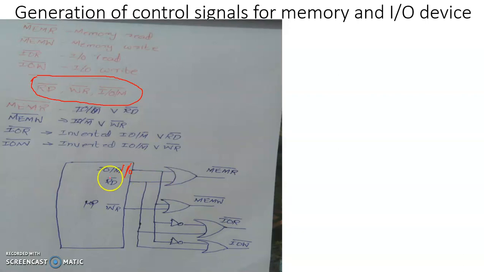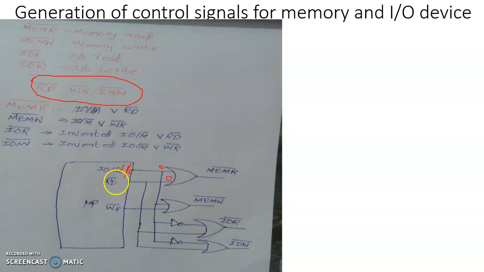By an OR operation of IO bar M bar line and RD bar line, you will be able to generate this signal MEM-R bar. See, this will be going low when both these signals are low. That is when IO bar M bar is low and when RD bar is low. RD bar will be going low when the microprocessor is performing a read operation. IO bar M bar will be going low when the microprocessor is presently addressing a memory element. So when the processor is performing a memory read operation, both these lines will be made low by the microprocessor.